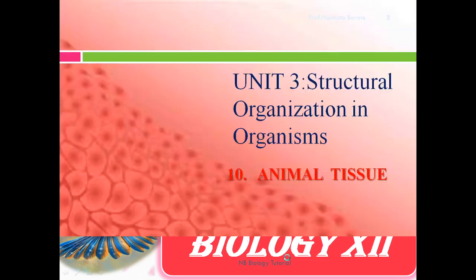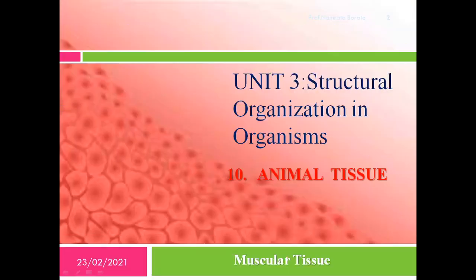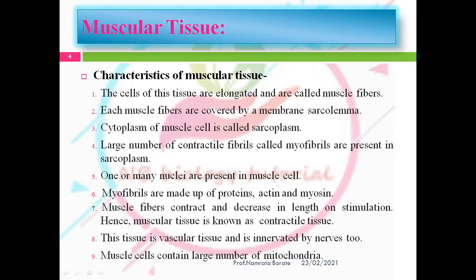We are going to continue with the next point of this topic. The topic is animal tissue. In that, we see the muscular tissue. So let's see the characteristic features of the muscular tissues.